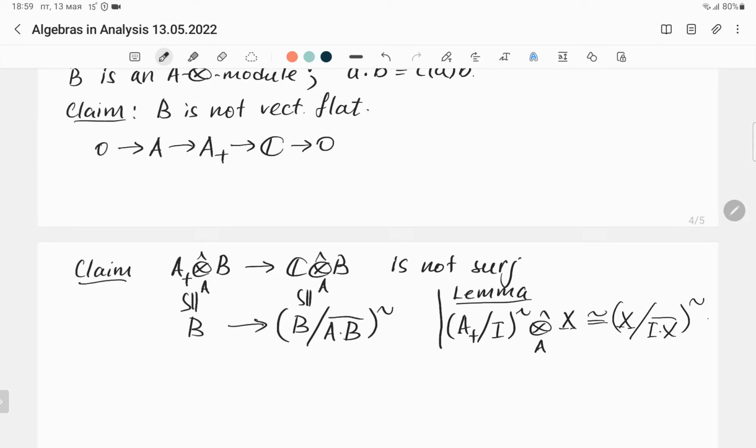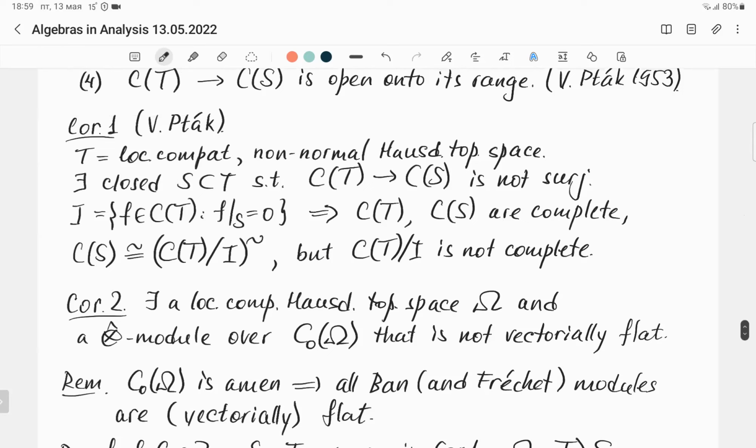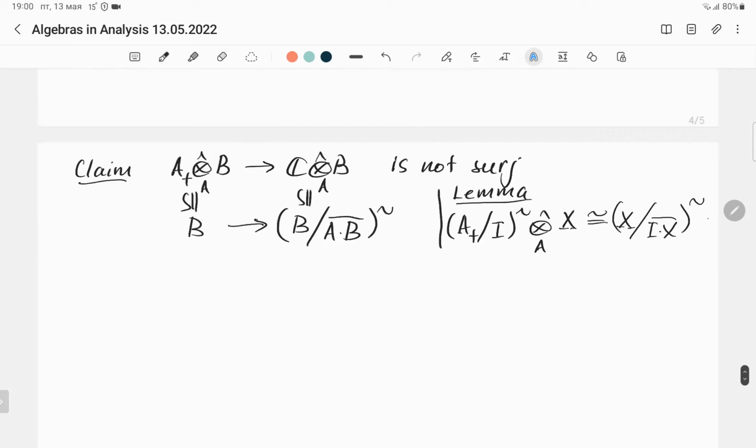So when we apply this to our situation, we see that this tensor product is identified with the completion of this quotient. But we already know from corollary 1 that this quotient is not complete. So to show that this map is not surjective, it suffices to show that our ideal I is equal to the closure of AB. That is, just the closure of the range of iota.